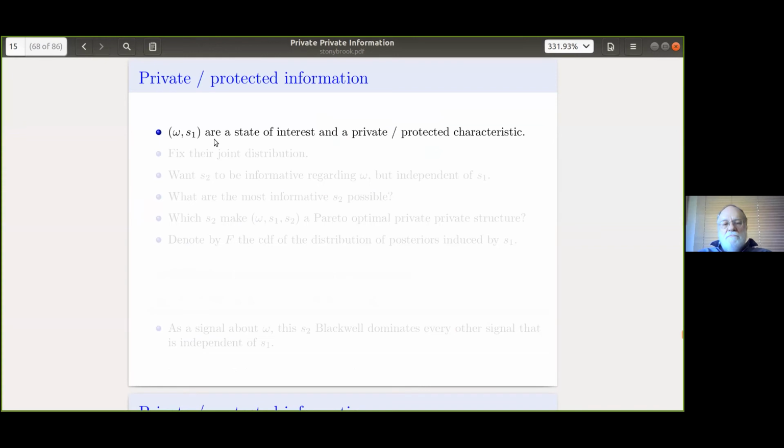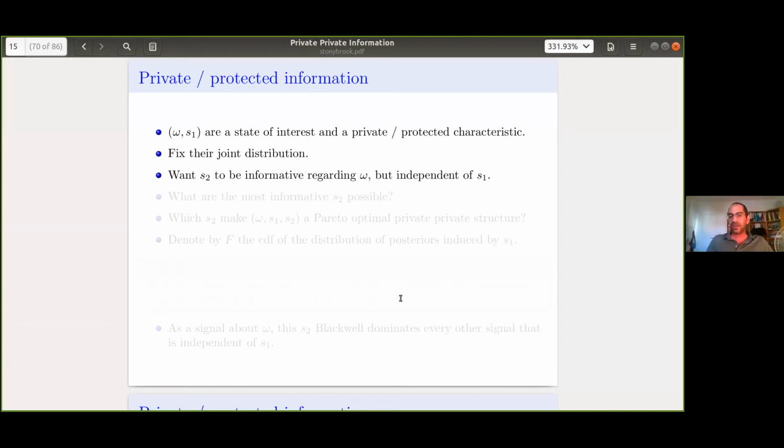Okay. So just let me end with this. Let's go back to this privacy and protected information question. We have omega, which is a state of interest, and some S1, which is some private protected characteristic. We're going to fix their joint distribution. And we want S2 to be informative regarding omega, but independent of S1, right? So I want to tell you something about the state, but I'm not allowed to reveal any information about S1. And the question is, what is the most information that I can give you? Which is related to the question, can we choose S2 to make this triplet Pareto optimal?